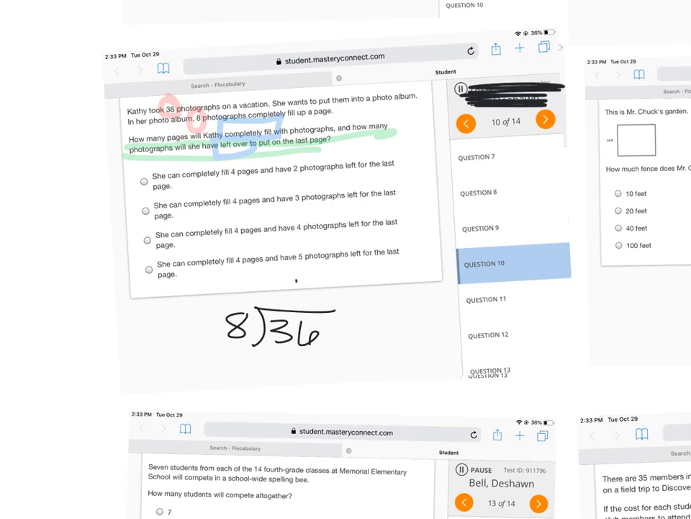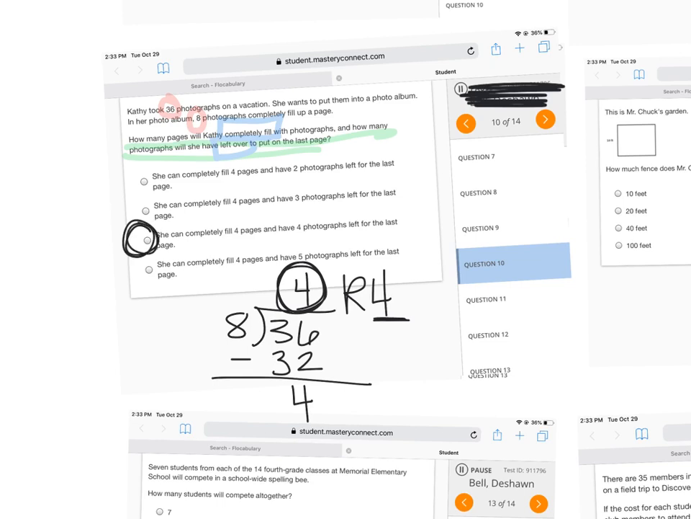8 will go into 36 4 times, which is 32. And when I subtract, that leaves 4. So I have a remainder of 4. So I have 4 pages that are completely filled. That's my quotient. And then I have 4 pictures that will be left over on the last page. So that's choice C.